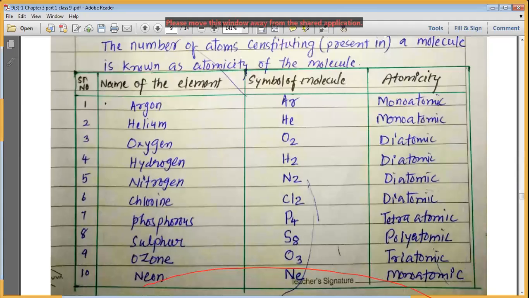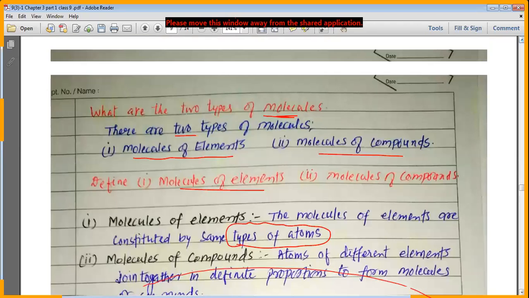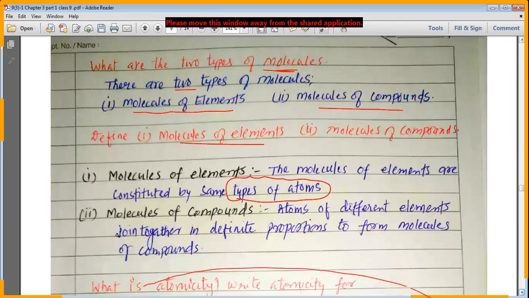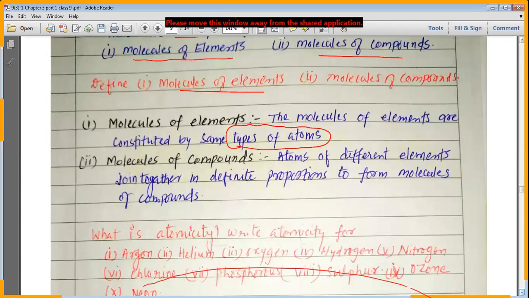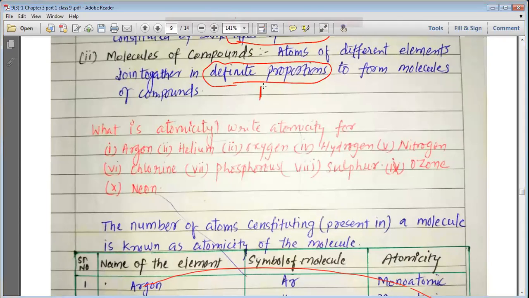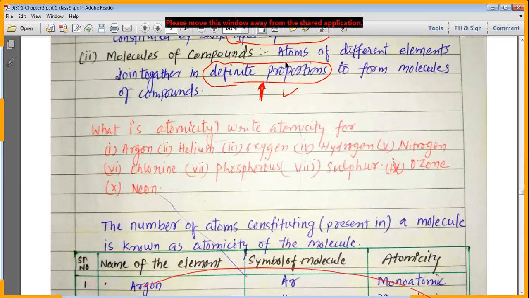But when the molecule is formed by different types of atoms, my dear students, we get a molecule of compound. So what is the molecule of compound? A molecule of compound is made of atoms of different elements joined together in definite proportion. You need to remember that when we get the molecule of compound, the atoms join in a definite proportion. Once again, atoms of different elements join together in definite proportion to form a molecule of compound.